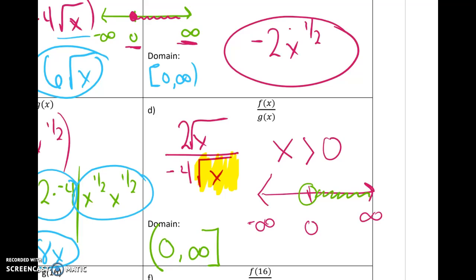Now, as far as simplifying goes, you could do this as the houses, but you know, anything over itself is just what cancels out. And 2 over -4 just becomes -1/2 when it's simplified. So that's the final answer for D. So I'm just going to back up here and just show you as if it was written in the other one.